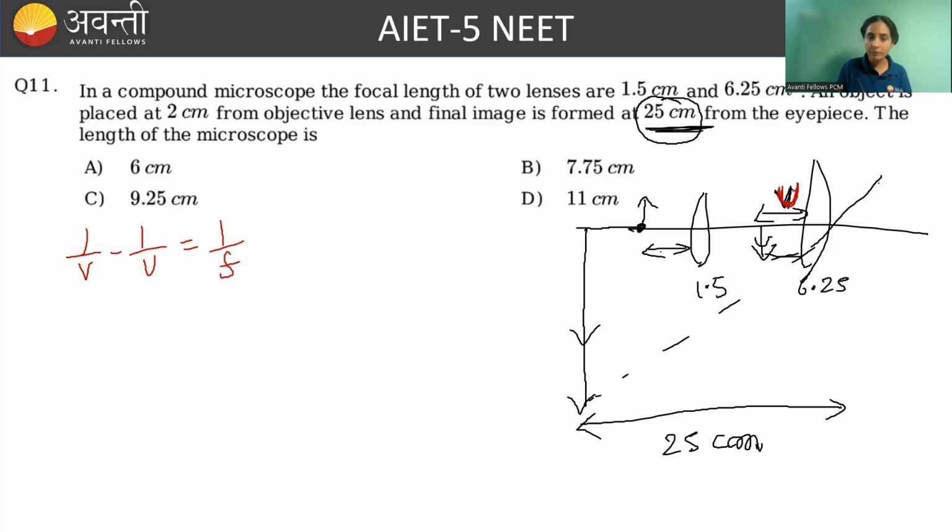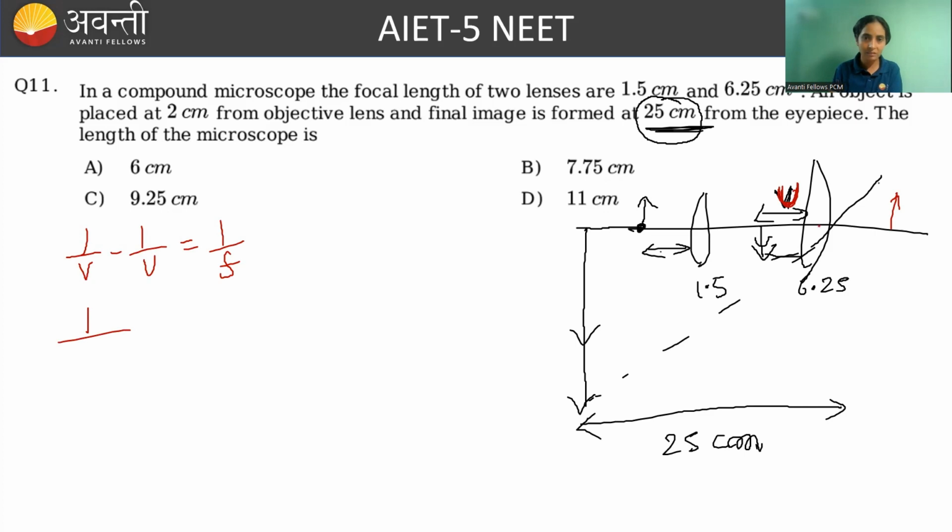ठीक है, 1 by V is known, right? 25 centimeter, and this is formed on the same side of the lens. So take sign convention properly. 1 by V, V value is 25, plus 25 or minus 25. Definitely plus 25, minus 25 if image is getting formed on the other side.